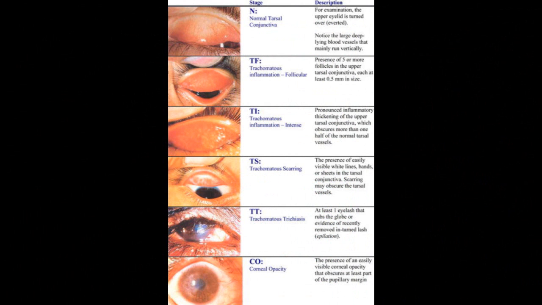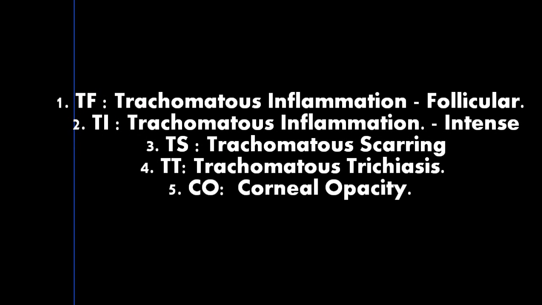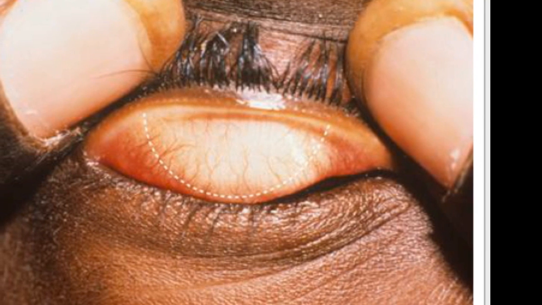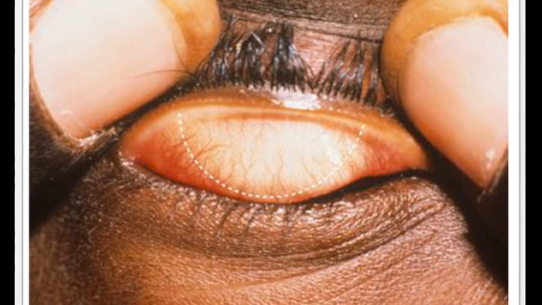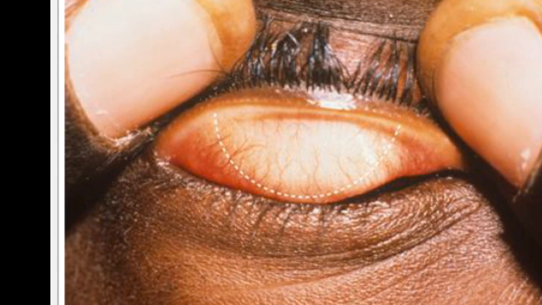of trachoma. The World Health Organization has developed a trachoma grading system. This system consists of 5 steps. The first step is follicular inflammation. The infection is just beginning in this stage. There are 5 or more follicles that are visible with magnification on the inner surface of the upper eyelid.